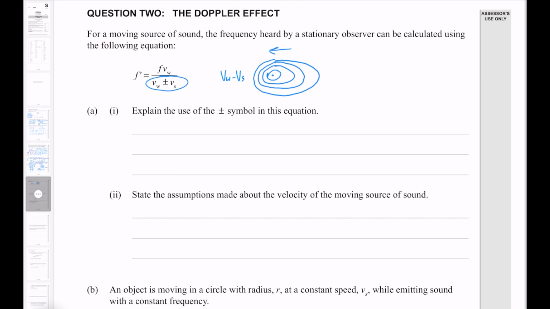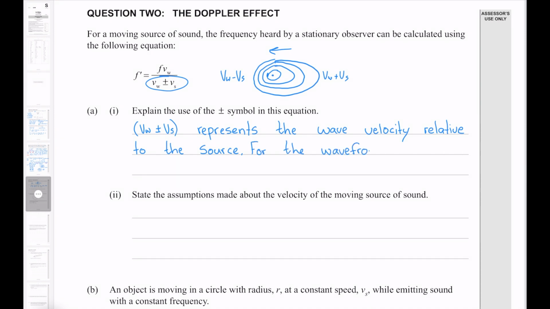Now, as you might suspect, for the waves traveling behind the source, they are moving away. Their velocity is in the opposite direction to the source velocity, which means that their velocities add. So let's put that into words. VW plus or minus VS represents the wave velocity relative to the source. For the wavefronts ahead, this is a minus. For the wavefronts behind, it is a plus.